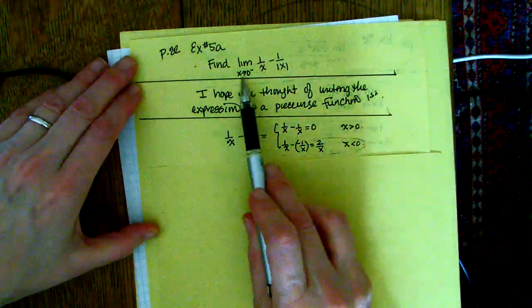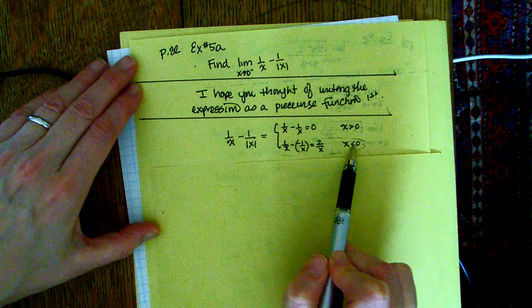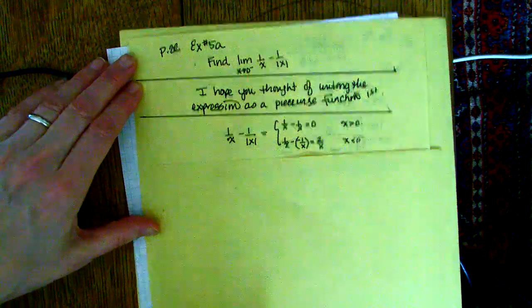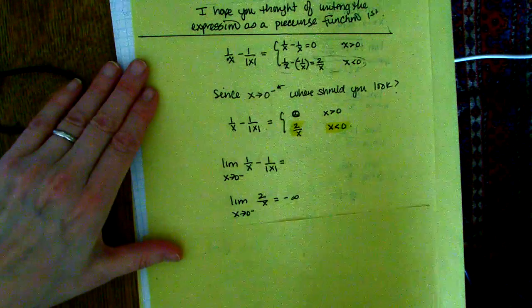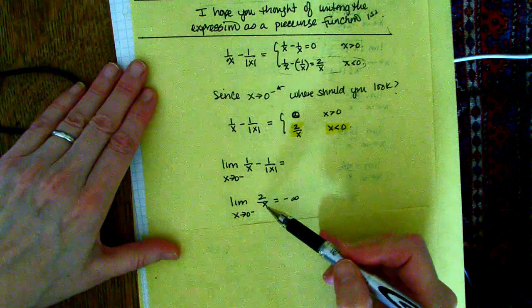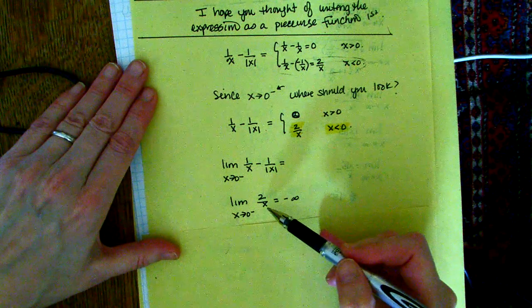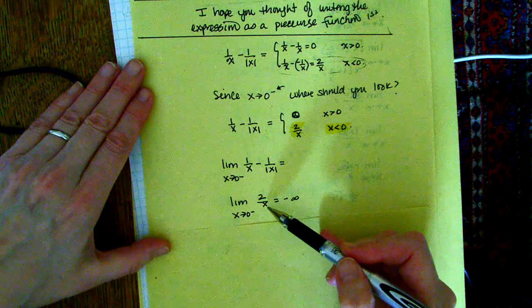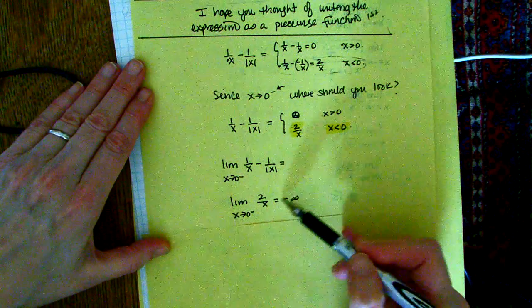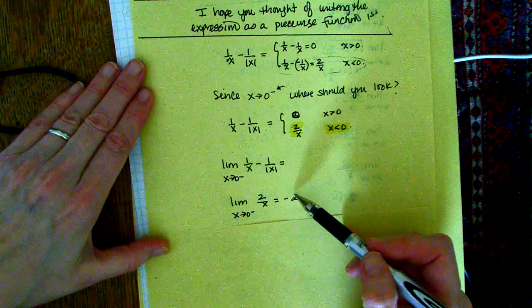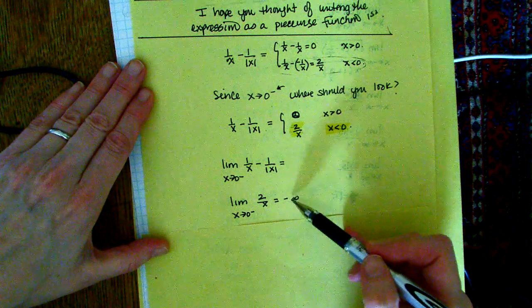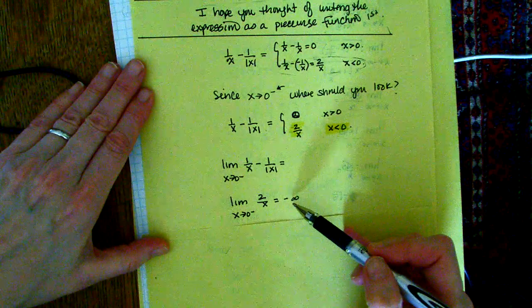As x approaches 0 from the negative side, then you're looking down here. And so you're looking at the limit of 2 over x as x approaches 0 from the negative side. 2 divided by -0.1, 2 divided by -0.01. You're getting closer and closer to 0 on the negative side of 0. And those numbers are getting very, very largely negative. And so the limit is going to -infinity.